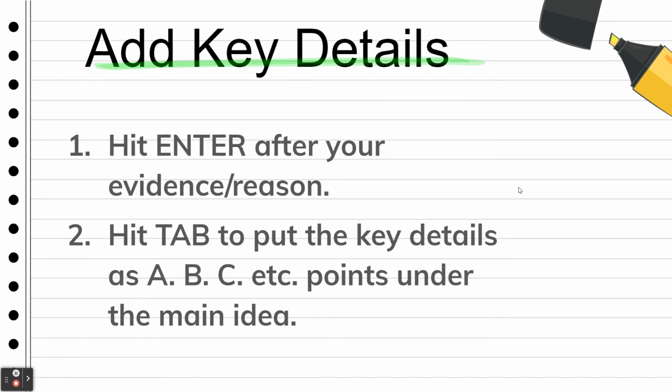Now for the key details, you're going to hit enter after that first Roman numeral and then hit tab for you to have the letter A. Now you're going to add your key details underneath that Roman numeral. So there should be one key detail next to A. Then you're going to hit enter, put another key detail next to B. And then if you have a third key detail, you're going to hit enter and put that next to C. And then after your last key detail, hit enter again, and you're going to put the title of your source for the last letter before you move on to the next Roman numeral. So go ahead and add those key details now.